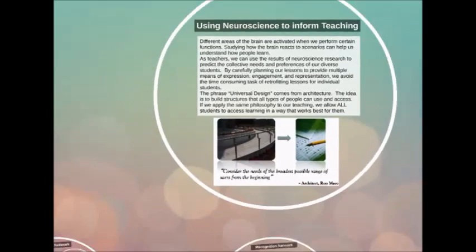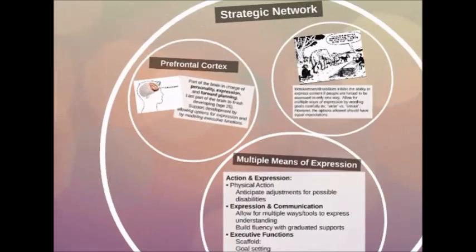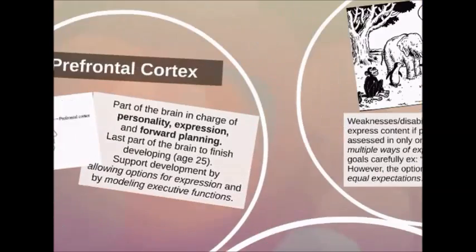The first of three areas of the brain which we will discuss is the strategic network. It is located in the prefrontal cortex. It is the part of the brain in charge of personality, expression, and forward planning. It is the last part of the brain to finish developing around age 25, which means that many of our high school students have only begun developing these functions. We can support their development by allowing options for expression and by modeling executive functions.